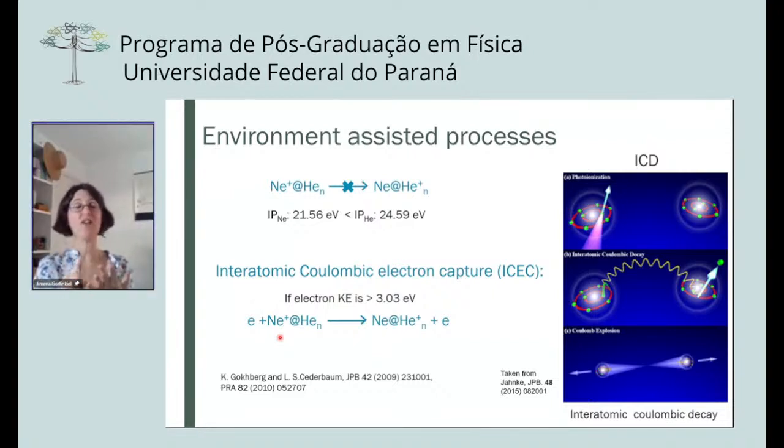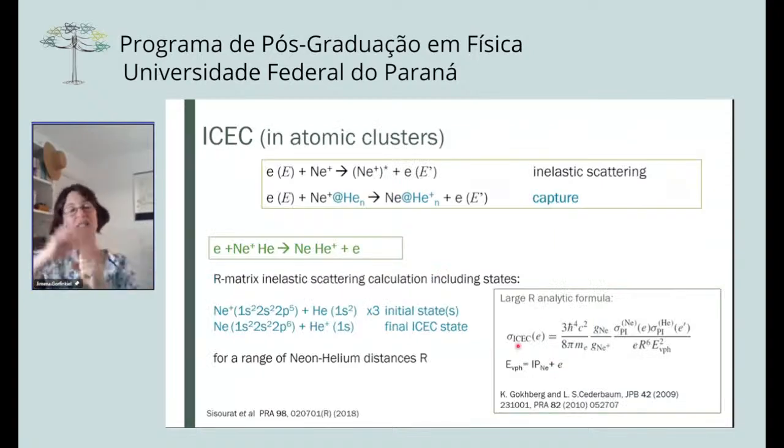And then the energy will be sufficient to ionize one of the helium atoms, and what you will have is a neutral neon in a helium nanodroplet, but one of the heliums is positively charged. And this is the process that is known as interatomic Coulombic electron capture. This was a process that was predicted in 2010, and Goldberg and Ziderbaum came up with an asymptotic expression to provide a value of the cross-section where the distance between the cation and the neutral, say between the neon and the helium, is large.